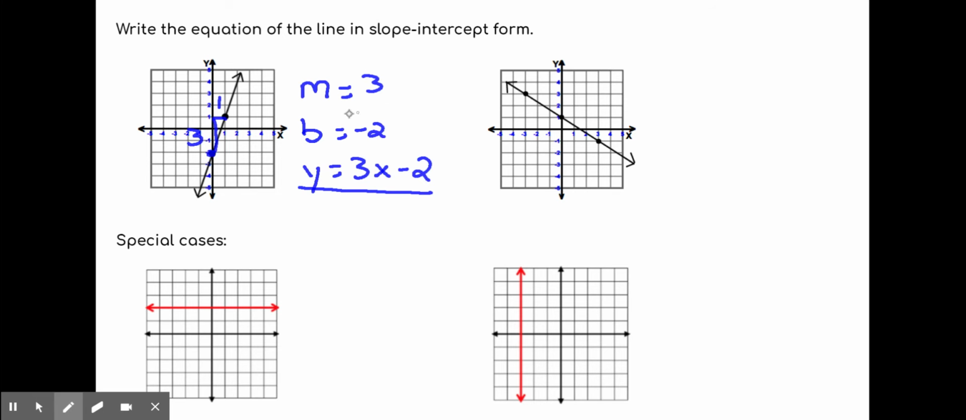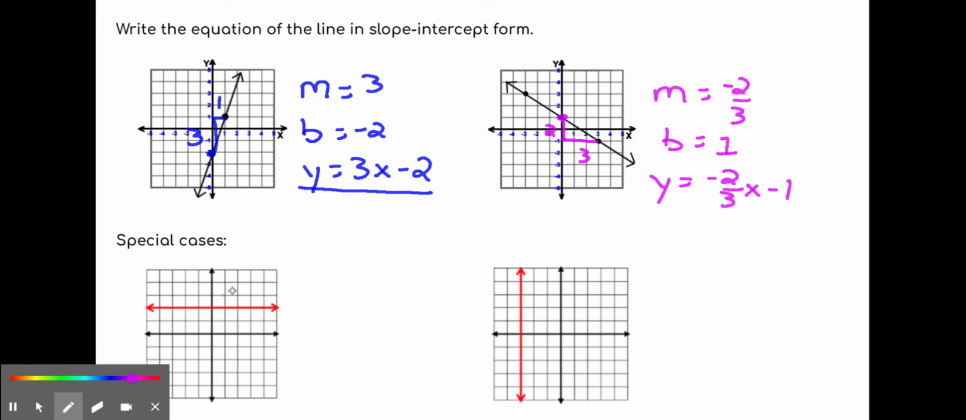Okay, so the slope of that line was 3. It's a positive slope, so it's a positive 3. The y-intercept was -2, so the equation is y equals 3x minus 2. All right, look at the second line, find m, find b, write the equation of the line. Okay, the slope of that line was negative. That's -2/3. The y-intercept was 1. It crosses the y-axis at 1, so the equation is y equals -2/3 x minus 1.